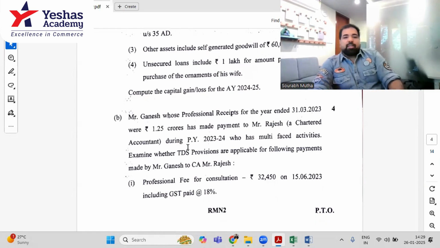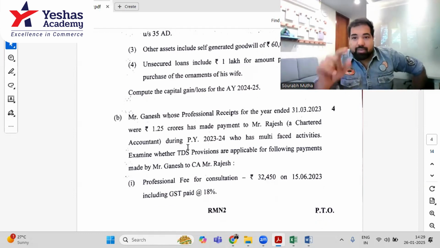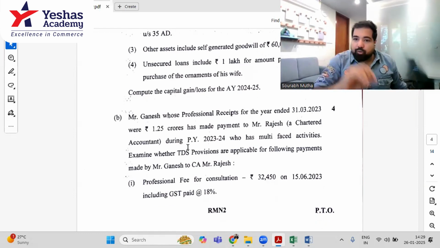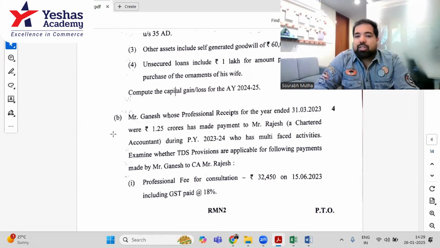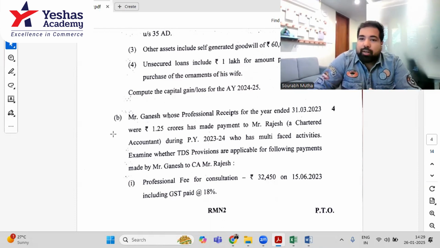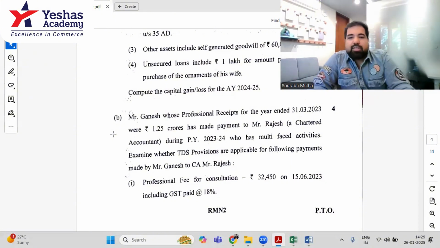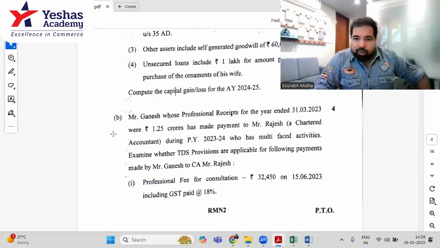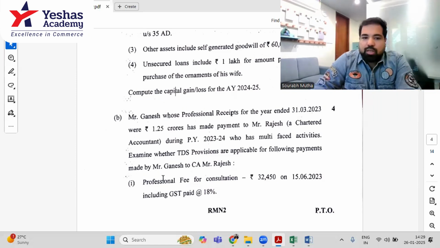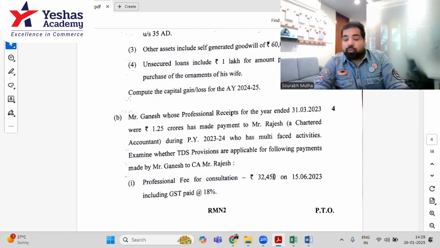Perfect. The next person. Question number 2B. It's on TDS. We expected TDS to come in and it's come in for 4 marks, which is great. Ganesh, whose professional receipts last year was 1.25 crore, basically that means he's subject to audit because audit limits for professionals are 50 lakh or 75 lakh. He has some multifaceted activities. He's a CA just like one of us and examine the TDS provisions payable by Mr. Ganesh to Mr. Rajesh. Professional fee for consultation 32,450.